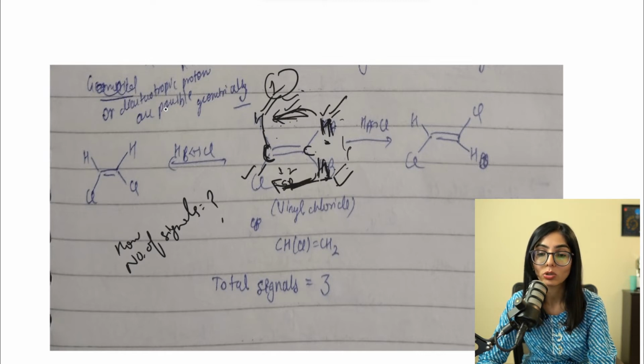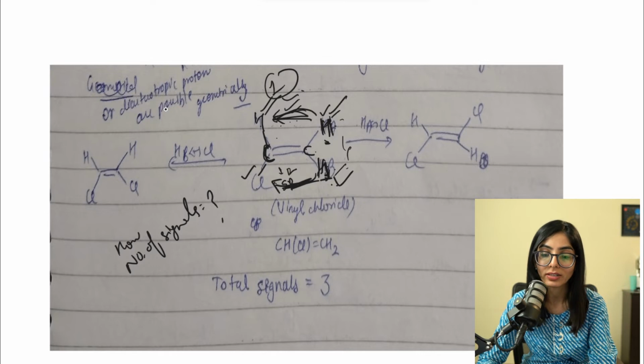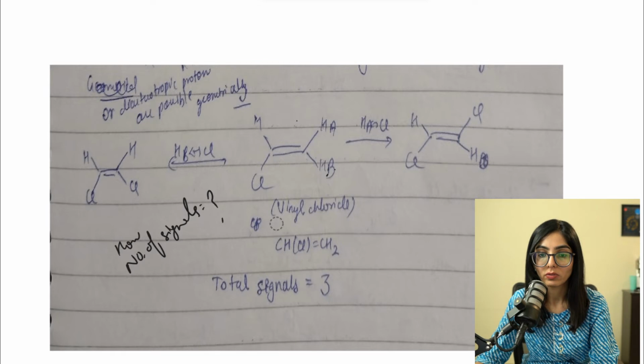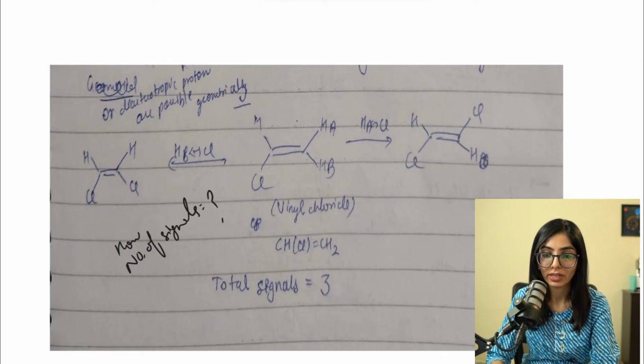So that means they both are in different environments. And this happens only in the case of this sp2 carbon, not in the case of a tetrahedral carbon. So these two hydrogens will be giving different signals, the ones I just pointed to. So one signal for this, one for this, one for this.